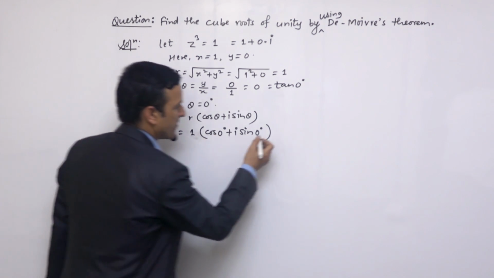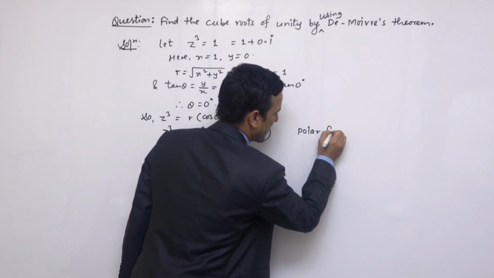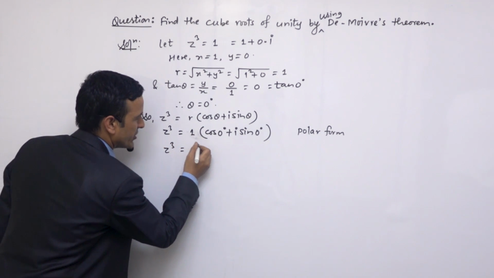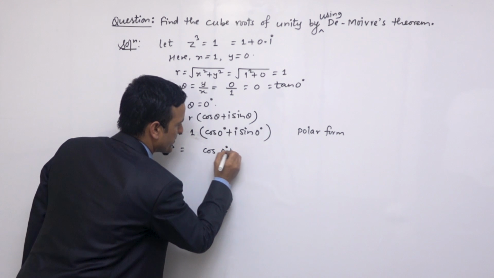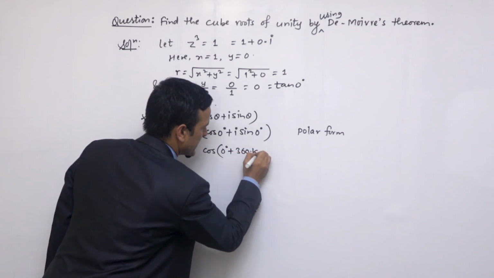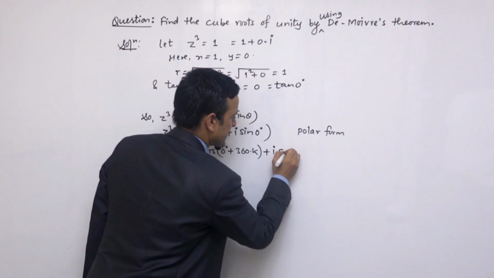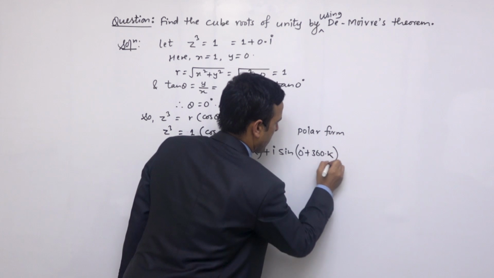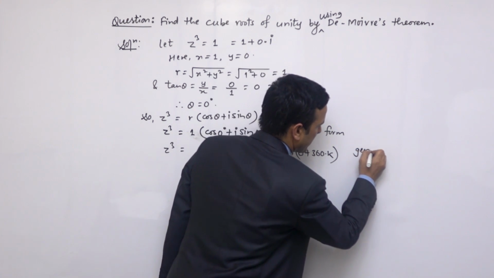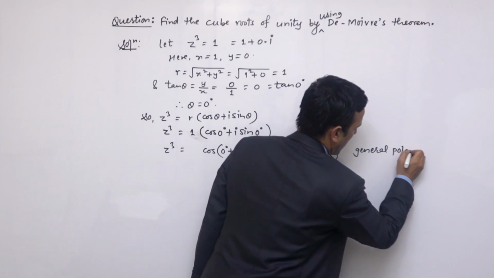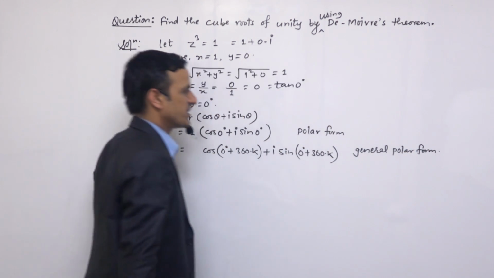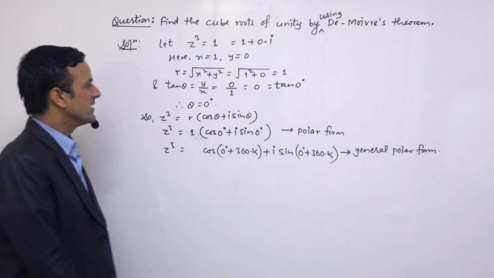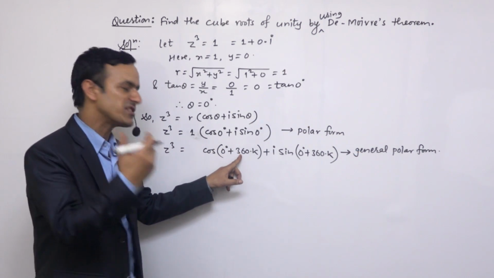So it is polar form, write down in this one. So change into general polar form. So cos 0 degree plus 360 into k plus I sine 0 degree plus 360 into k. So this is called general polar form. This is polar form and this is general polar form. So de Moivre's use गर्नको लागि हामीले जेनरलाइज गर्नुपर्छ.